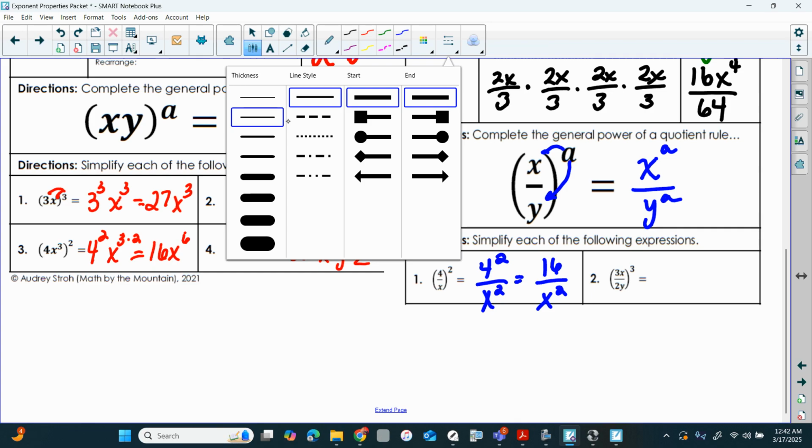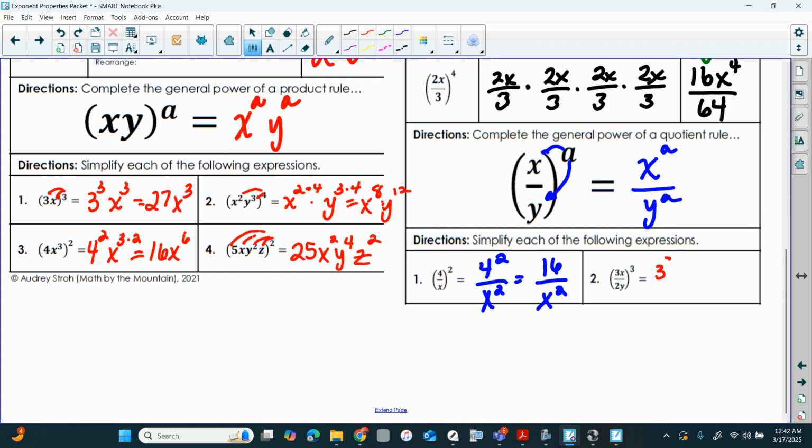Let me change my font. So on this one here, we're doing 3 to the power of 3, x to the power of 3 over 2 to the power of 3, and y to the power of 3. I'm raising that power to the top and the bottom. This simplifies to 27 x to the third power over 8 y to the third power.